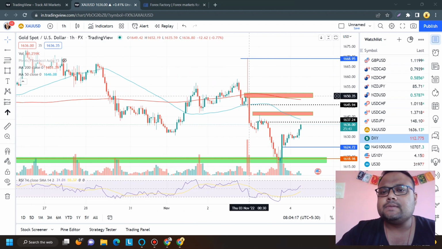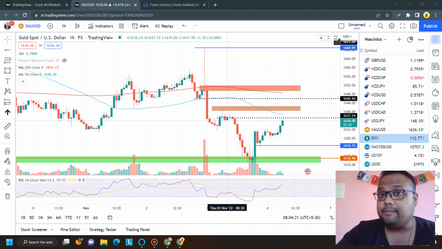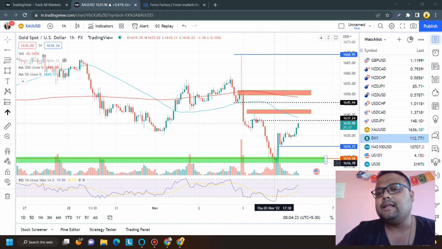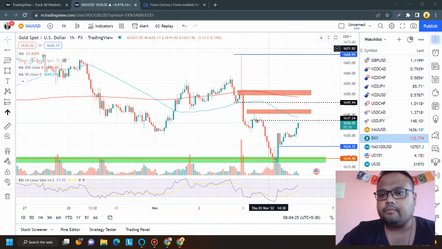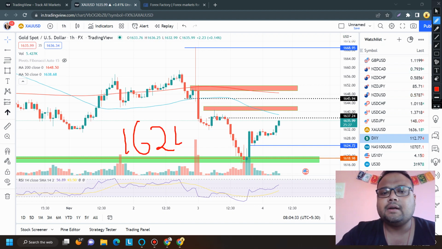If you see that the market is breaking the support with this kind of a big red candle, then only take a sell position. Otherwise, taking a sell here can be a trap as well. But before the support level, you can see that we have another support around 1624. Okay, we have another support around the 1624 level.